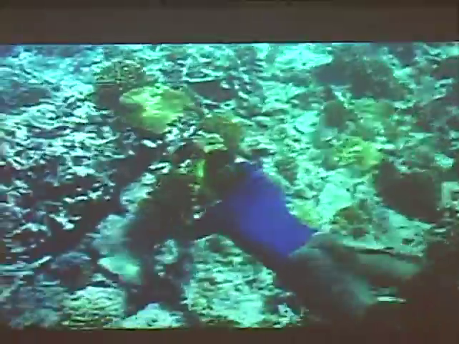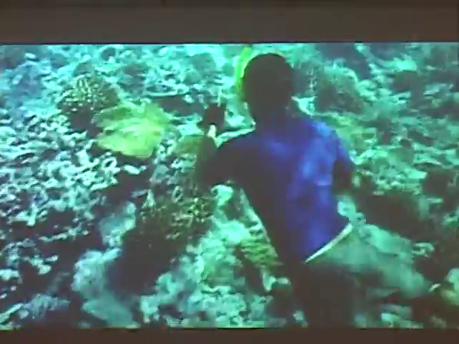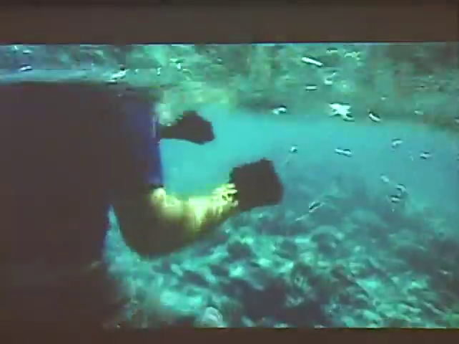You go from islands that have never had a human being living on them, there's no historical evidence, and then islands that are fairly heavily impacted. So we've done some of that work.